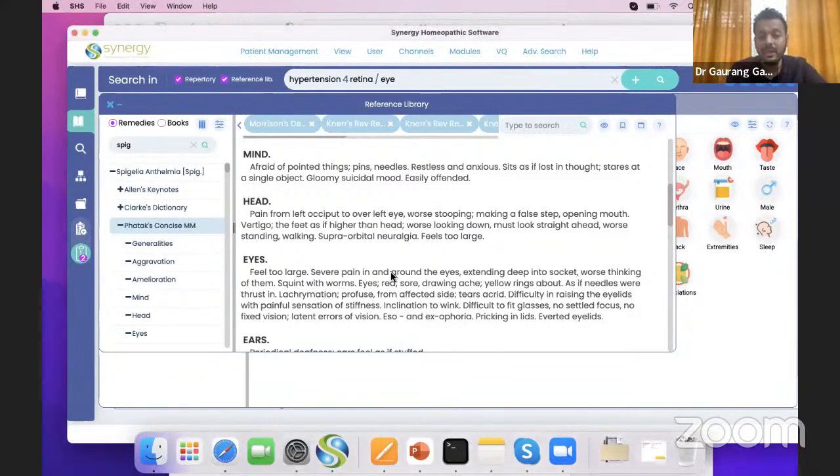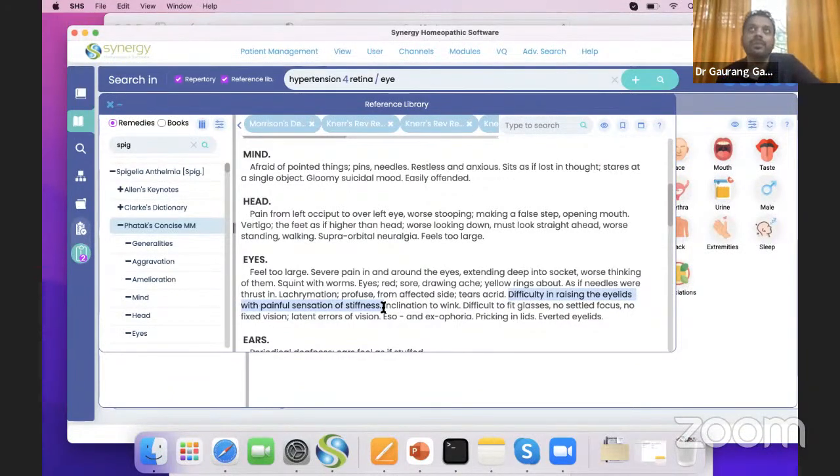The pain is in and around the eyes, and very often the patient will tell you it is almost like needles are piercing in it. And the other very important thing is a lot of lacrimation, which is very profuse. Very often you are giving this patient Euphrasia or something like that. The final symptom, which is also very important, is difficulty in raising the eyelids with stiffness. So they cannot open the eyelids like that. It's a very, very important remedy.